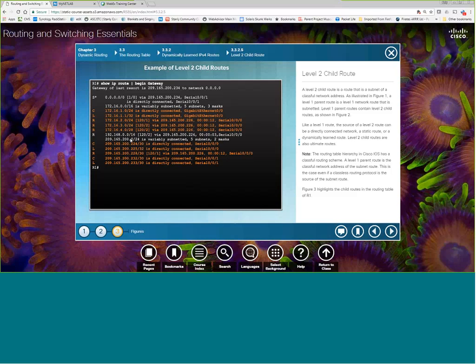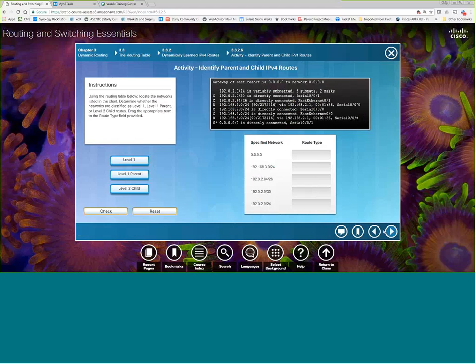Here are some child routes in the hierarchy. Here's a parent route and then a child route coming down in here, okay? So you see this is 172.16.0.0, and then these are child routes. And notice they're ultimate routes because they do have a connected interface. So these are level 2 child routes and ultimate routes.